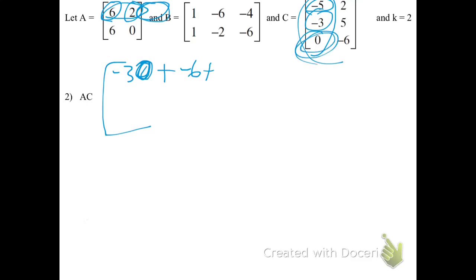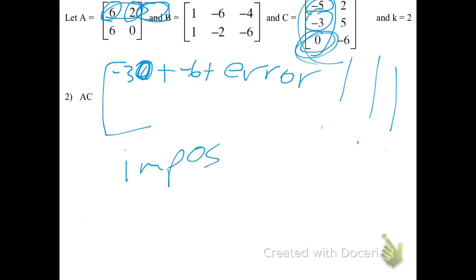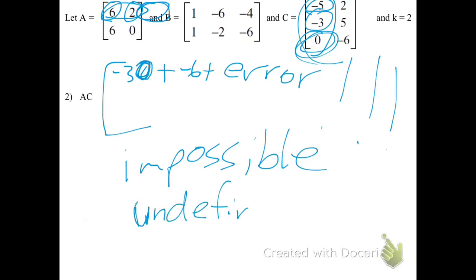Okay? When you run into this, it's like an error, right? You can't do it. And when you run into this error, you actually cannot multiply those two matrices. Impossible. Okay? Can't be done. Cannot multiply those matrices. You can say not possible, impossible, can't be done, you know, whatever you want to write down. Typically you'll get like undefined. Undefined is a very mathy way of saying you can't do it.